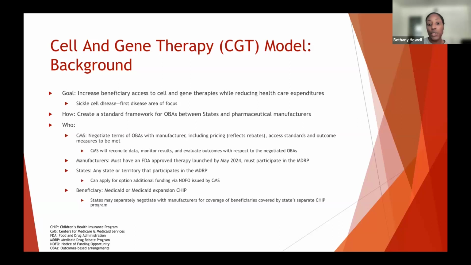Manufacturers are really important players as well. CMS will negotiate with them, but to be able to participate, a manufacturer has to have an FDA-approved therapy launched by May of this year. And they also have to participate in a Medicaid drug rebate program. So right now there's just the 2 FDA-approved gene therapies that we talked about in a previous slide.